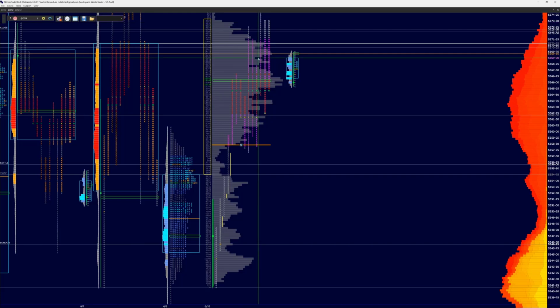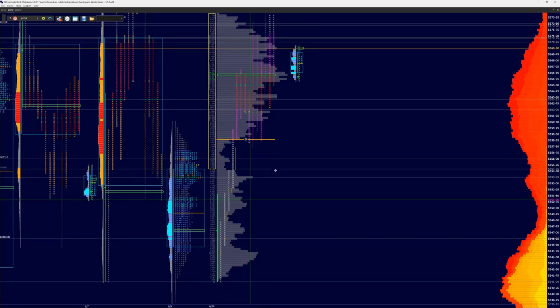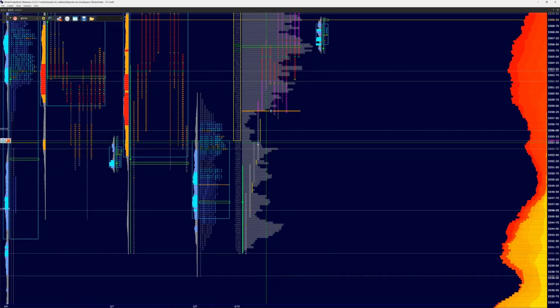And the final thing I like to look at is POCs from previous days and nights, right? So for example, the POC on Friday was at 5363. The overnight POC was at 5353. So I look for those levels as levels of interest, right? As levels as we are progressing upwards.